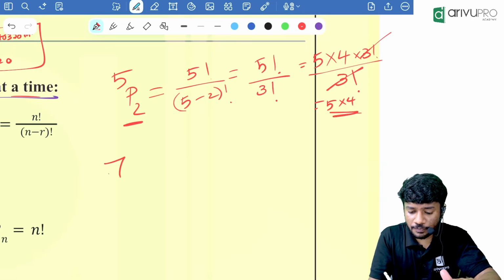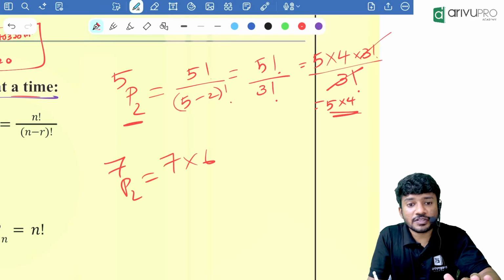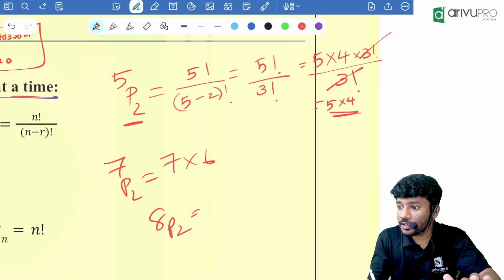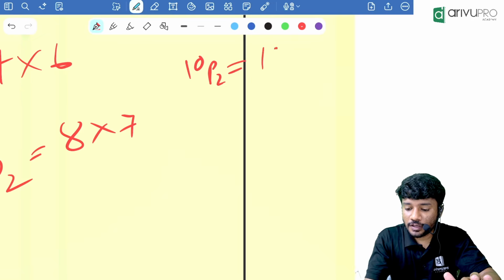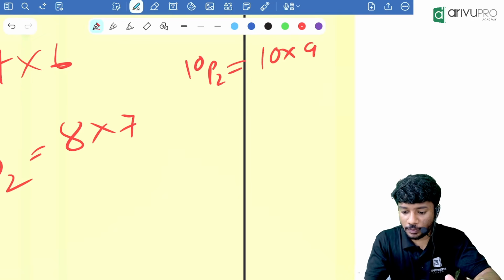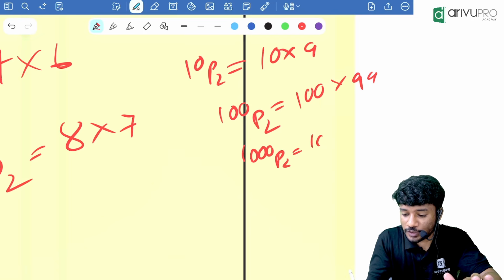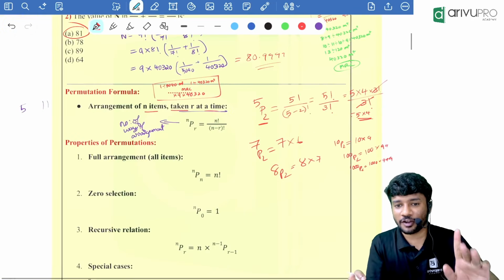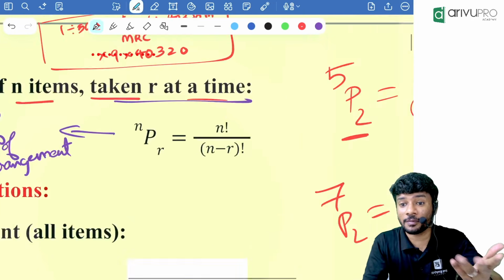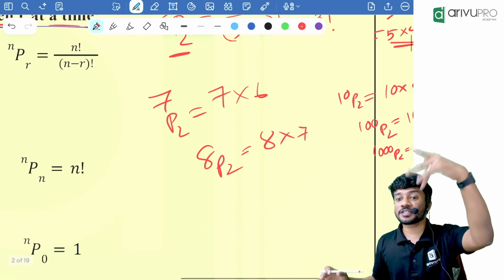Now my next question: 7P2 will be what then? 7 into 6. 8P2 will be 8 into 7. 10P2 will be 10 into 9. 100P2 will be 100 into 99. 1000P2 will be 1000 into 999. Now, is it a complicated thing? No. Will we use the formula? No. We will just write the number and how many times it is there.